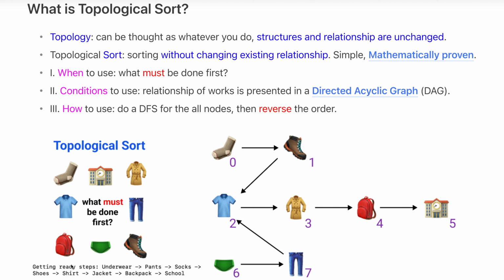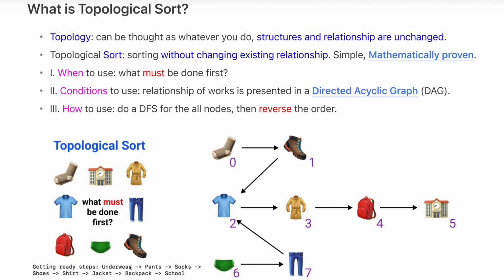Now, one way to get ready for school is we can put on underwear, then pants, then socks, then shoes, then shirt, then jacket, then backpack, and then going to school. And it all makes sense getting ready this way. Underwear goes before pants, and socks go before shoes, and shirt goes before jacket, and jacket goes before backpack, and then everything is done and we're ready for school.